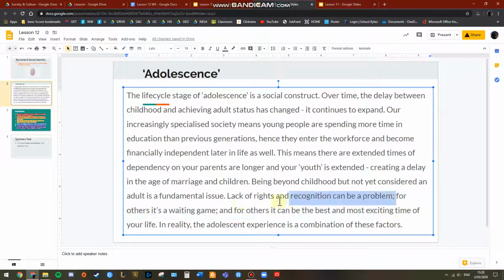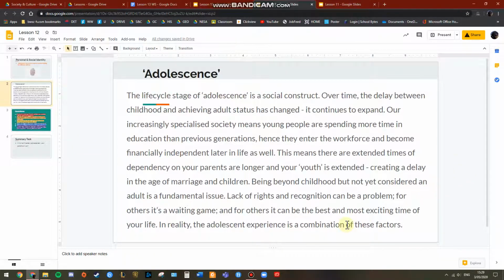For other people, it's a waiting game. So a lot of people, they're just waiting for it to be over so they can move on. Whereas for others, it can be the best and most exciting time of your life. So adolescence is really different for different people, but it is definitely a social construct, and in our culture particularly, and I think amongst a lot of other cultures around the world as well, it's definitely changing a lot over time. Alright, so that's adolescence recapped there.